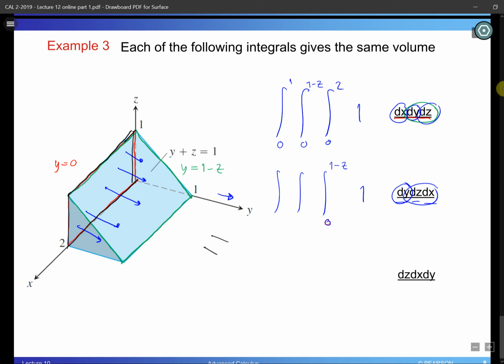Imagine shining lights here. You are going to see this shadow right here on this plane. Okay. Now on this projection, we are supposed to sweep the z variable. Going in the z direction, it's going to be like this, starting from z equal to 0 to this line up here, going in the z direction.